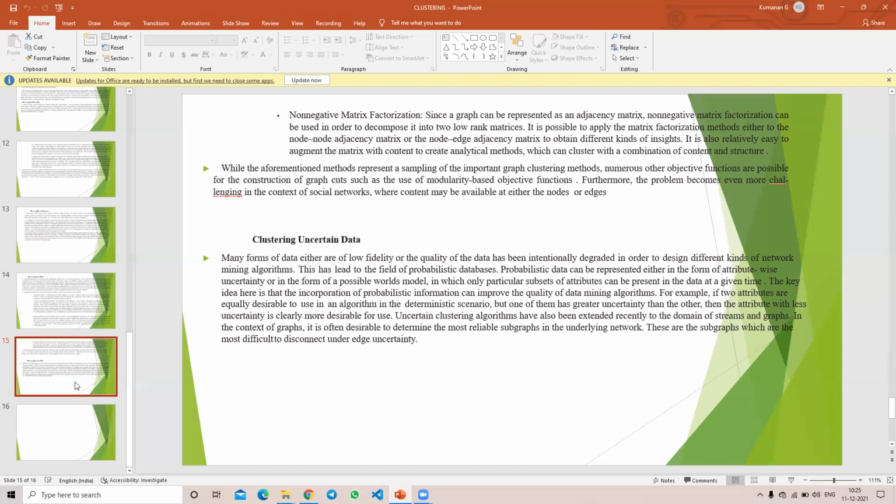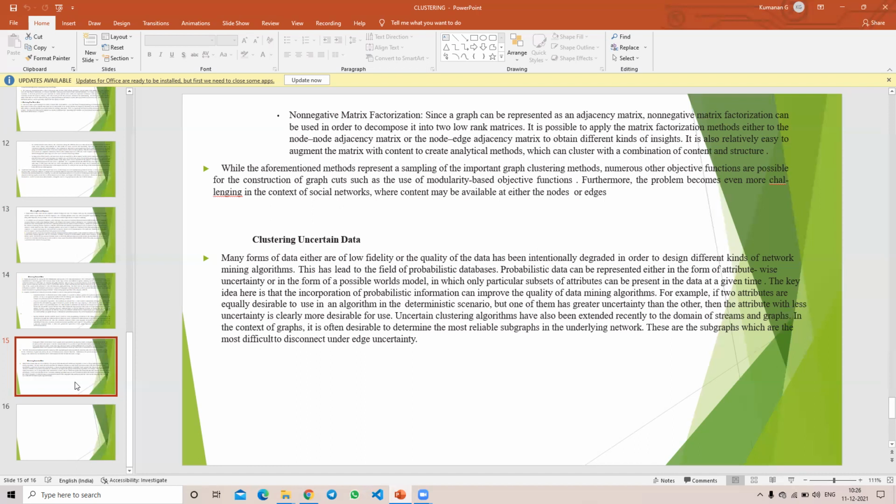Uncertain clustering algorithms have also been extended recently to the domain of streams and graphs. In the context of graphs, it is often desirable to determine the most reliable subgraphs in the underlying network. These are the subgraphs which are the most difficult to disconnect under edge uncertainty. With this, we finish the data types studied in cluster analysis.